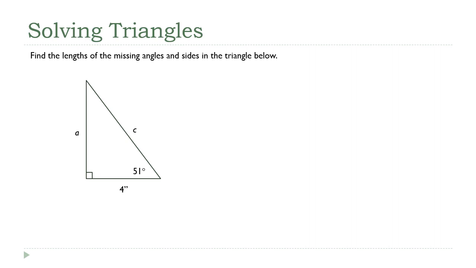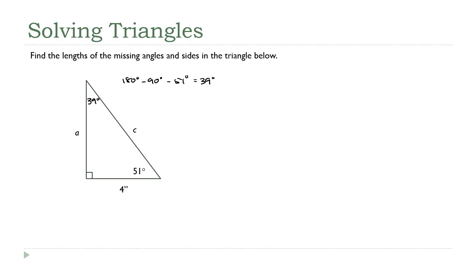There are three things here that we need to do. We need to find A and C. We also need to find that missing angle up at the top. So let's do the angle first, because we kind of get that for free. Remember that all the angles have to add up to 180 degrees, which means this missing angle has to be 180 minus the 90-degree angle minus the 51-degree angle, and that's going to come out to 39 degrees. So that's this missing one up here.